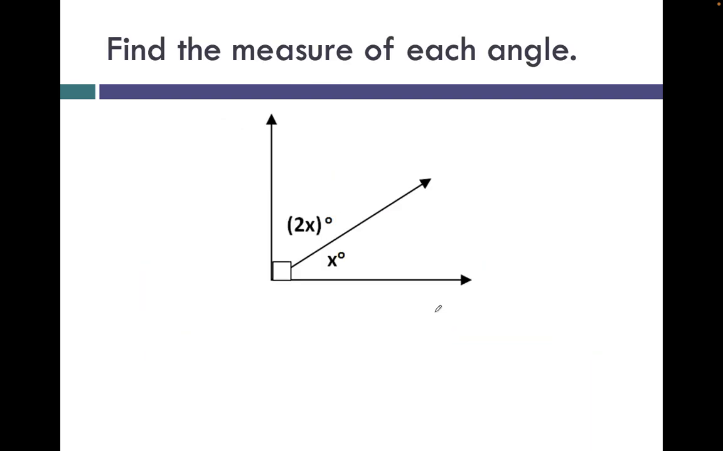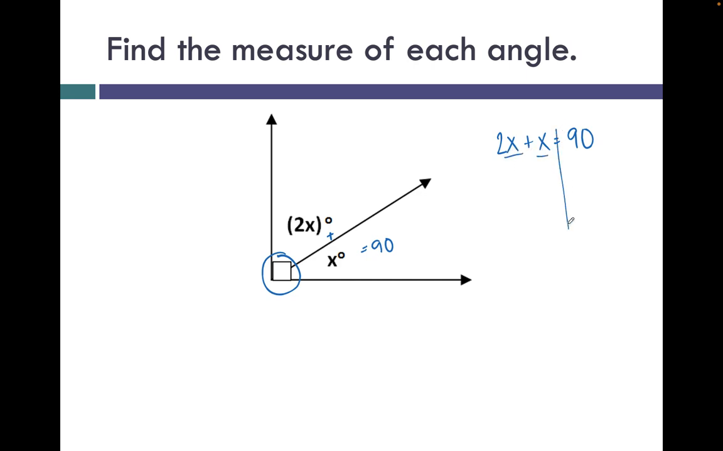In this example, we have 2x degrees and x degrees shown in this diagram. The relationship here between the two angles, just like the last one, is adjacent, but again, adjacent doesn't give us enough information. So we also need to know that these two angles are complementary, which means they add up to equal 90 degrees. So this example is going to look a lot like the last example we just did, but we're going to add it up to 90 instead of 180.